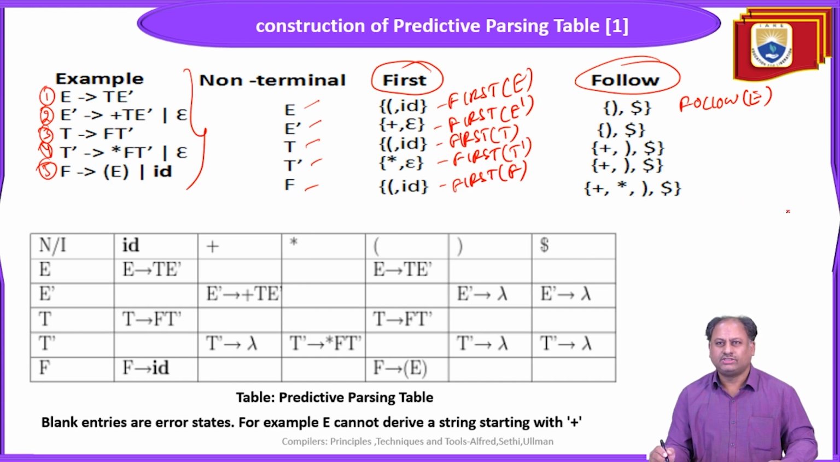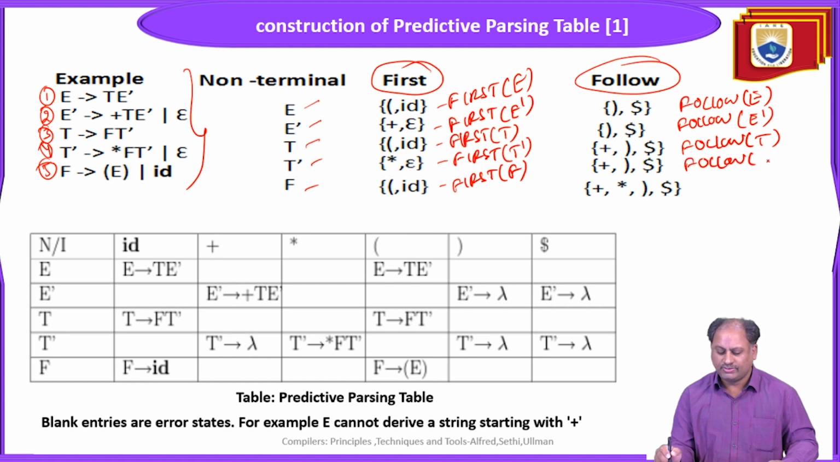In the previous video, we discussed this example of the given grammar and completed it. The same results we are noting down here. We also computed follow of E dash, and the result is right parenthesis, dollar. Follow of T: plus, right parenthesis, dollar symbol. Follow of T dash: plus, right parenthesis, dollar symbol. And the last one, follow of F: plus, star, right parenthesis, dollar.